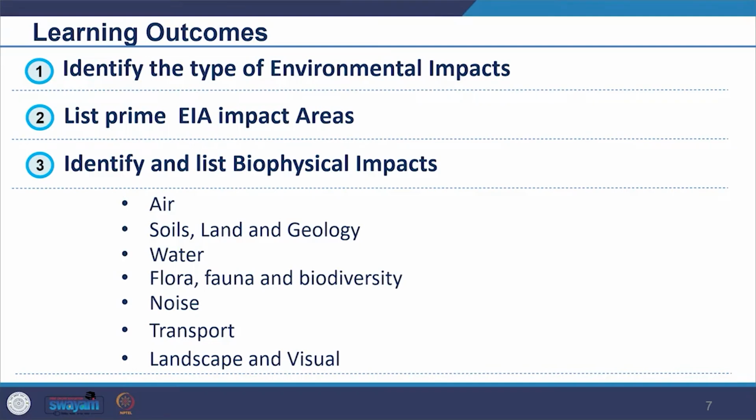The key reference for this lecture is chapter 10 from the Glasson and Therivel book, which is our textbook for this course. So for today, our coverage would be the typology of environmental impact. We'll look at various types of impacts which are there. Then we will look at various impact areas. And today we will discuss the biophysical impact. So out of all the impacts, we're going to focus on biophysical impacts.